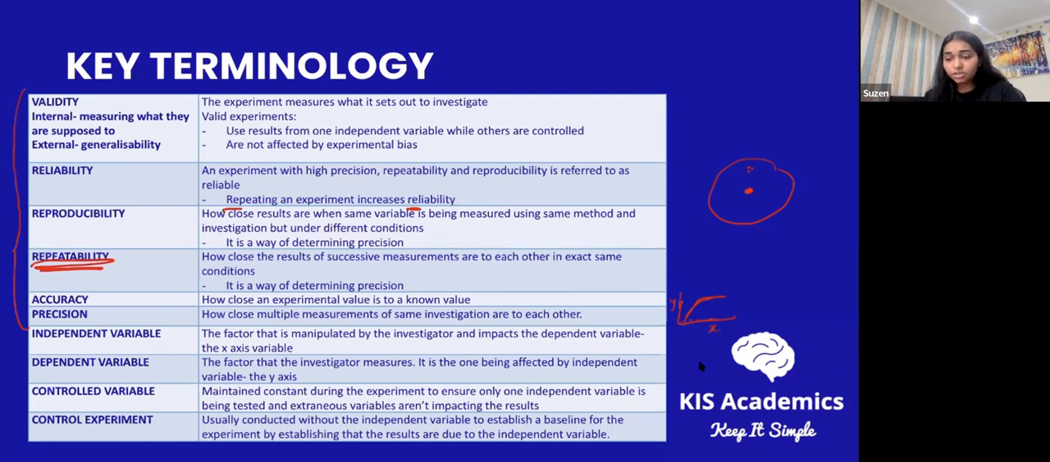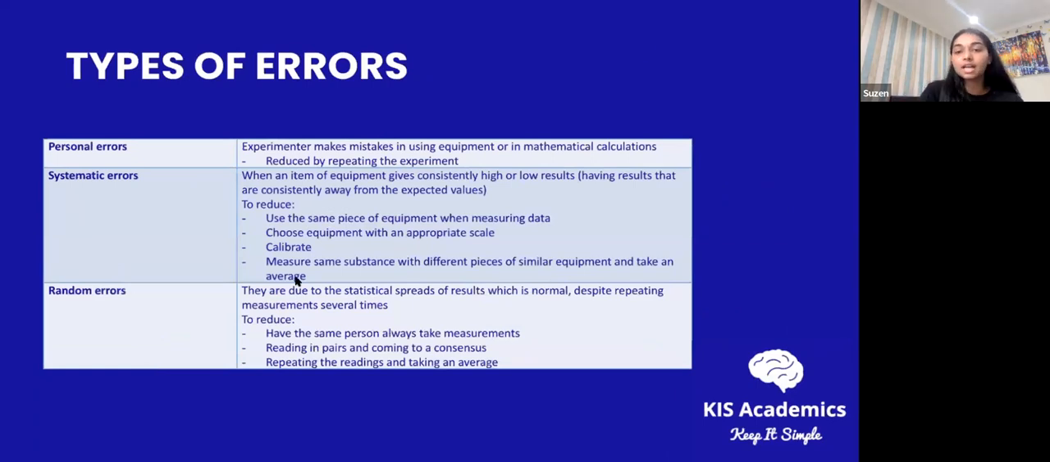So a control experiment is usually conducted without the independent variable, and it establishes a baseline for your experiment by establishing that the results you're getting are because of the independent variable and nothing else. So hopefully that made sense. Now looking at types of errors, there are 3 main types. This is also very examinable, especially if you look at the 2019 VCAA exam's last question. It was all about errors and how to minimize the errors.